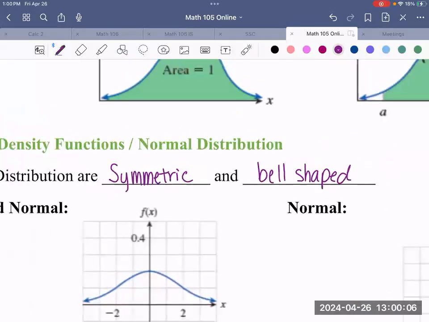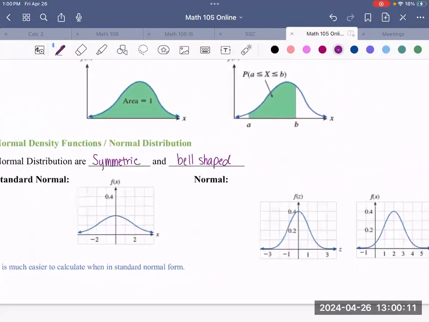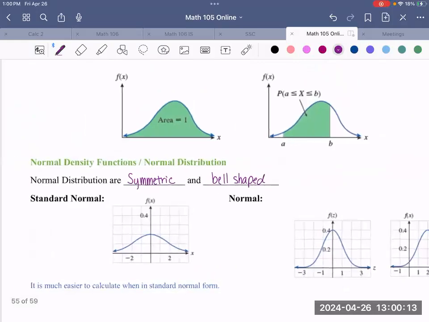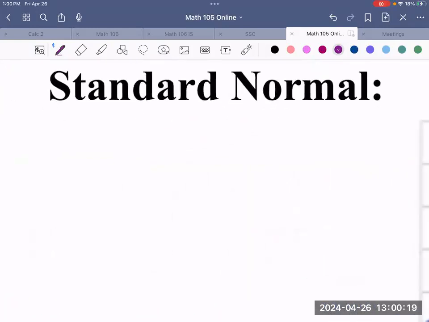Now there is an error in your notes, and that comes where it says standard normal, and it's suggesting that this graph right here is standard normal, which it's not, and we're going to take a look at why that is. So standard normal means that you have a mean of 0 and a standard deviation of 1.